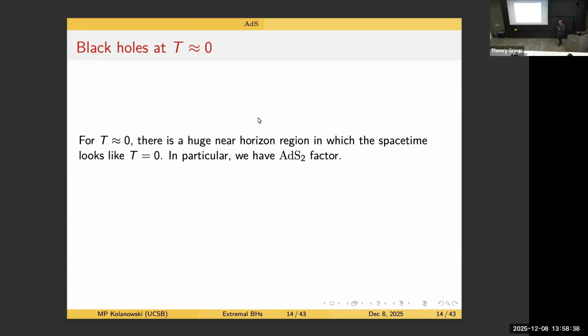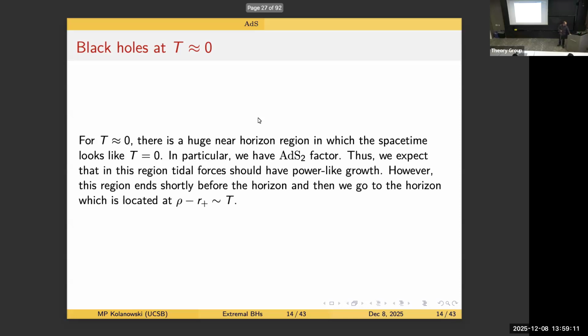in strict extremality, but strict extremality is perhaps too special and also very hard to probe numerically. So it's actually easier to work with nearly extremal black holes and then systematically lower the temperature. And then if you are sufficiently close to extremality, there is still a huge near horizon region in which the spacetime pretty much looks like AdS2 times S2. And things should behave the same way, so we should still have these power laws and so on.